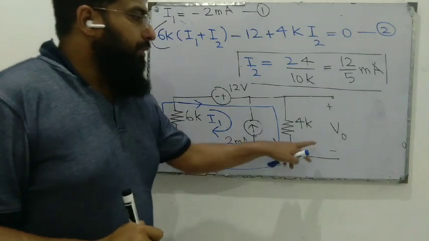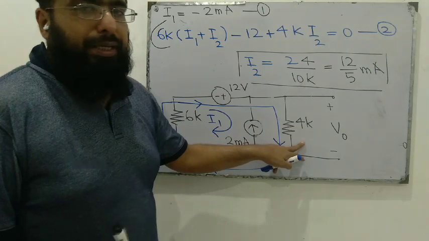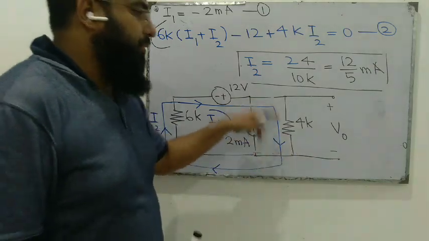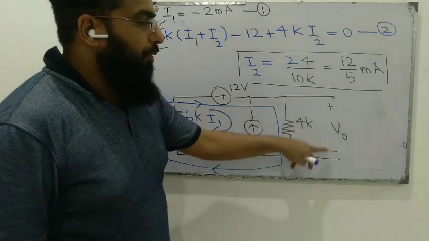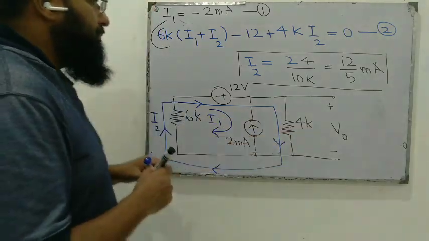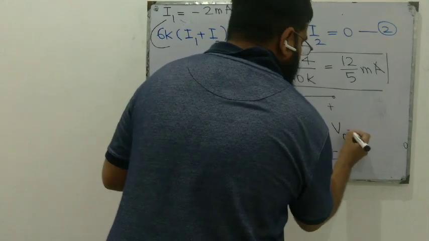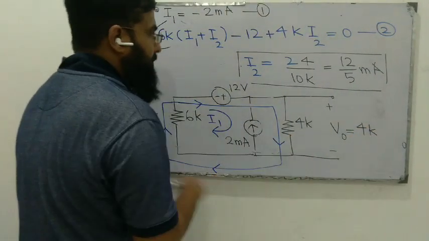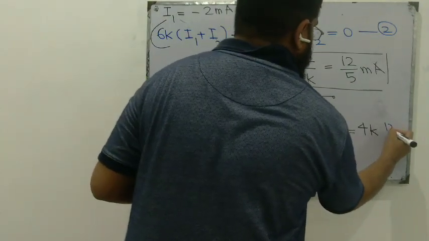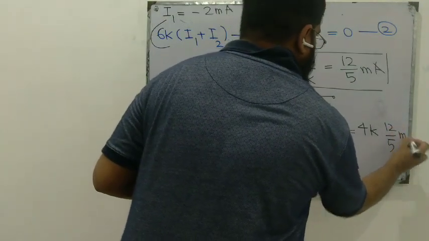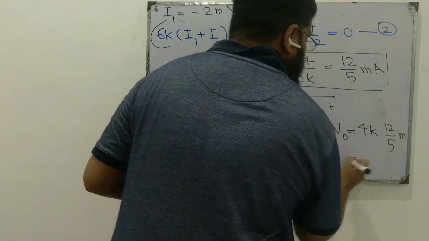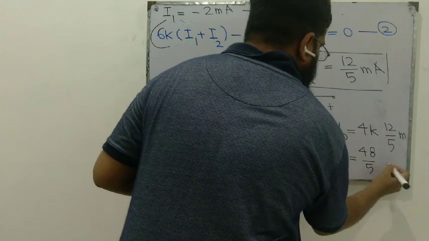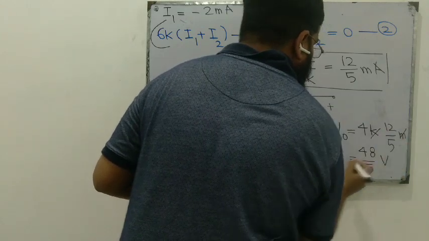Since we are asked to find voltage drop across this 4K resistor, and there is only one current I2 flowing through this 4K resistor, and it causes a voltage drop with the same polarity as it is desired. So V out is, according to Ohm's law, the value of the resistor times the current flowing I2, 4K times 12 over 5 milli. This is 48 over 5 volts.